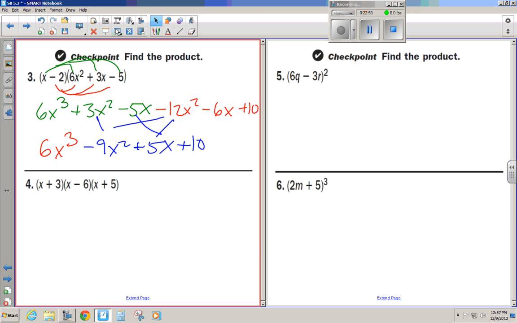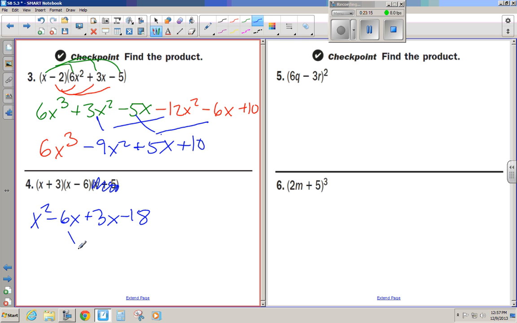Erase that. It's pointing to the wrong number. There you go. So that's your answer. All right, now 2 binomials, or 3 binomials. First, forget about this. You got x squared minus 6x plus 3x minus 18. Let's combine some like terms. And now we take that and we multiply by x plus 5.